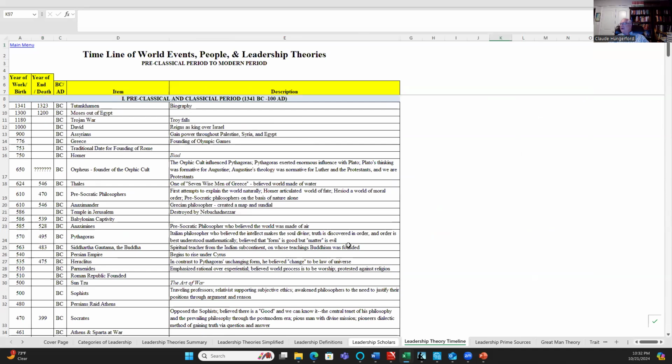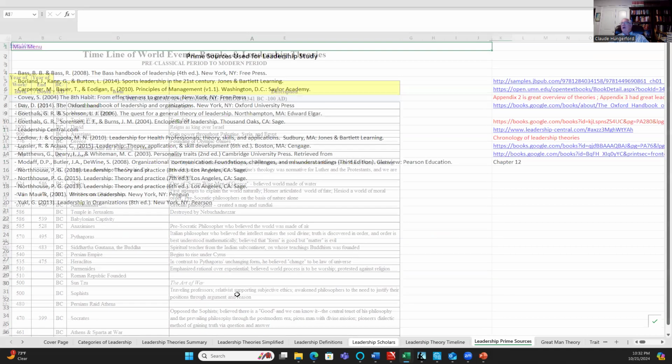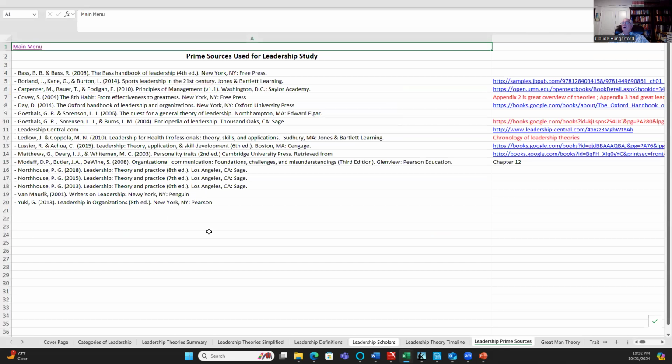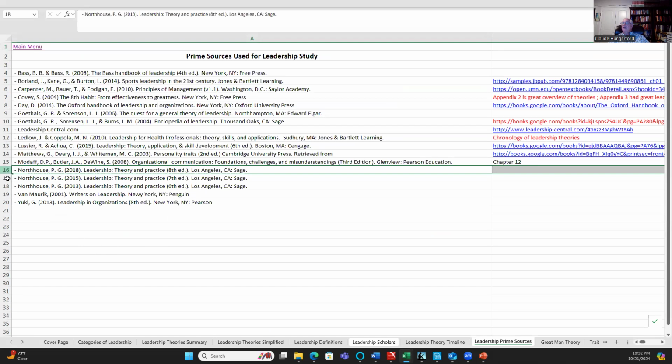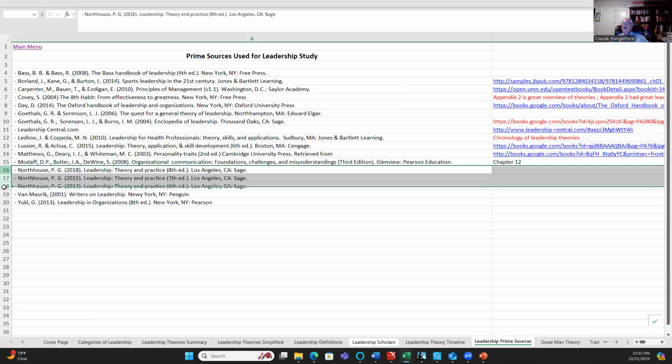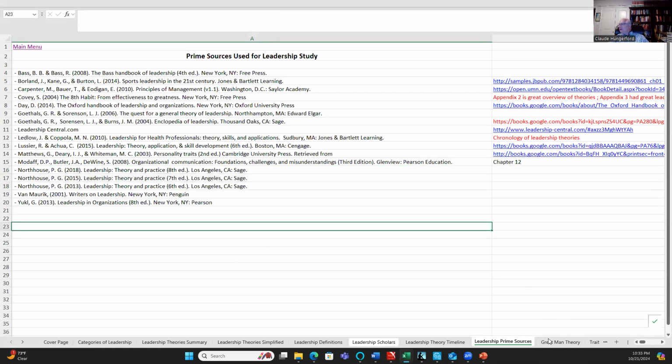Then leadership theories by timeline, prime sources of leadership. Yes, Northouse, he is actually in here as well. One thing I have not done is put his ninth edition in there, but this gives you an idea how frequently he updates his material.